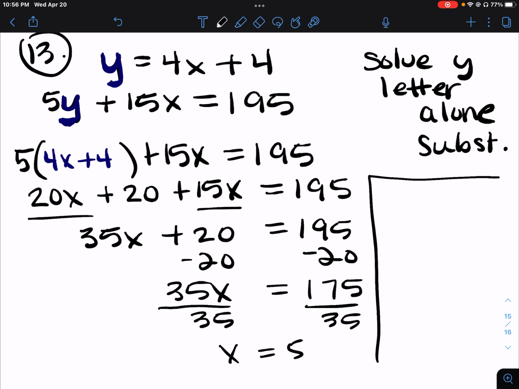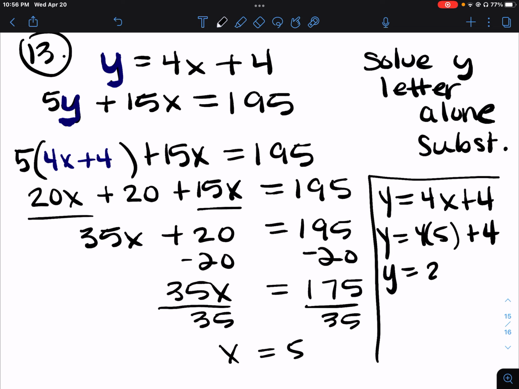We need y. Y equals 4x plus 4. So y is 4 times 5 plus 4. 4 times 5 is 20. 20 plus 4 is 24.